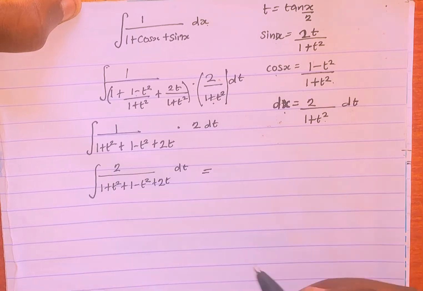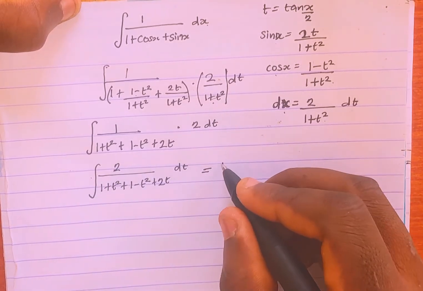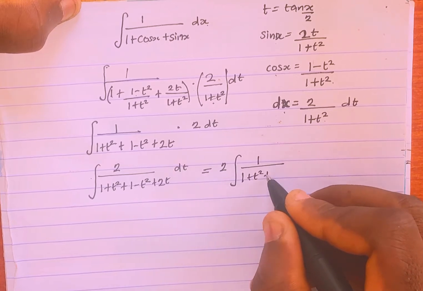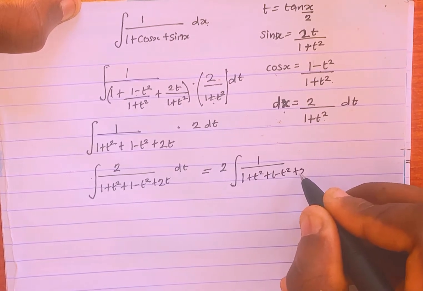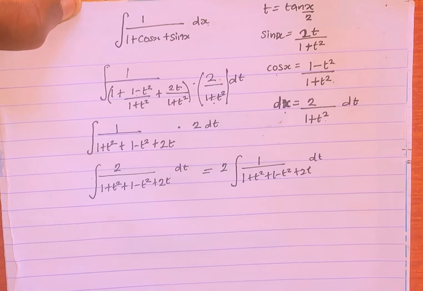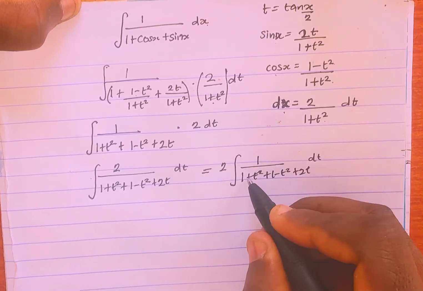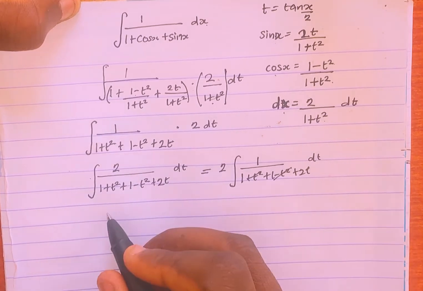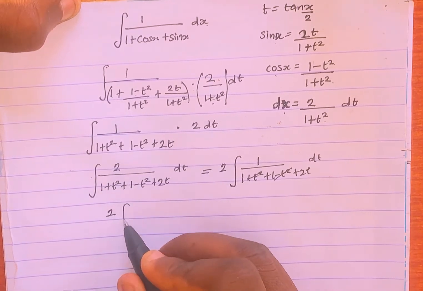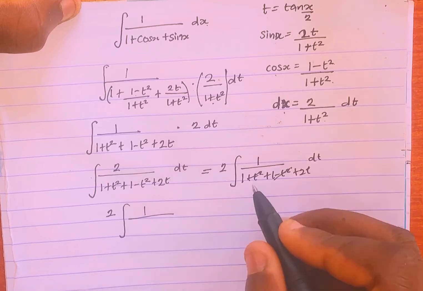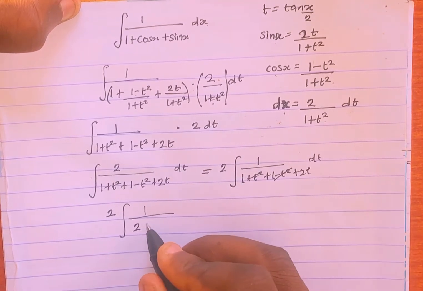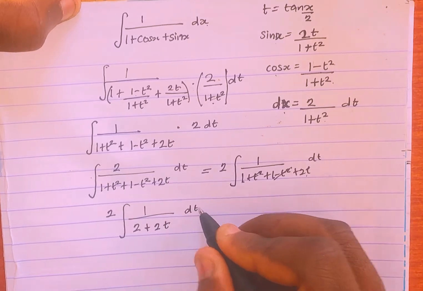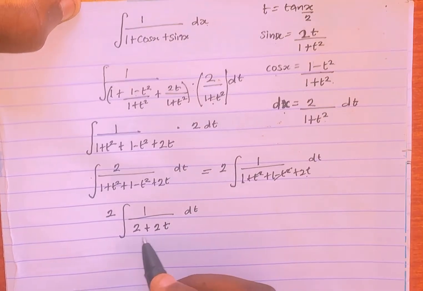So bringing these two out, that will be 2 times the integral of 1 over 1 plus t squared plus 1 minus t squared plus 2t dt. If you take a look at this very well, this plus t squared can easily cancel out this minus t squared. So this will change into 2 times the integral of 1 divided by 1 plus 1, that's 2, plus 2t dt.